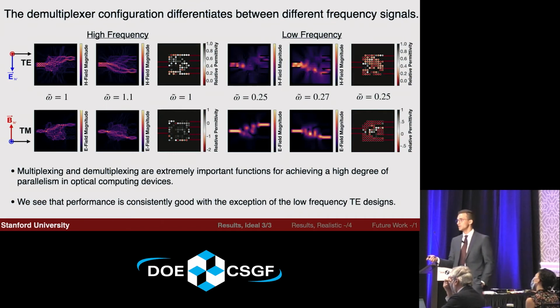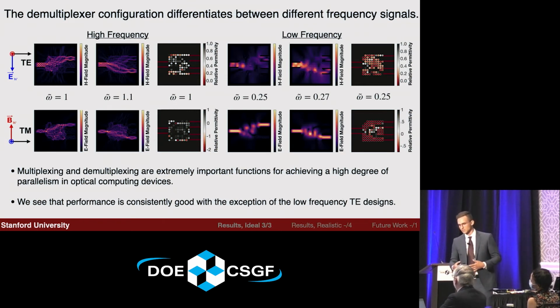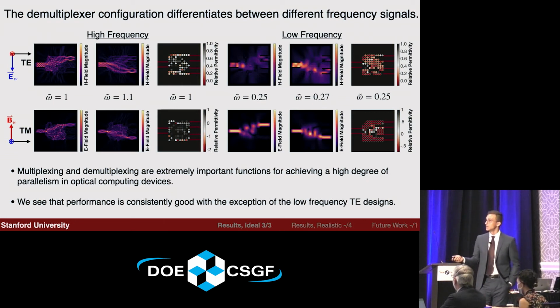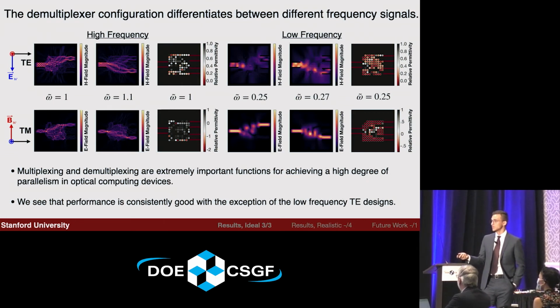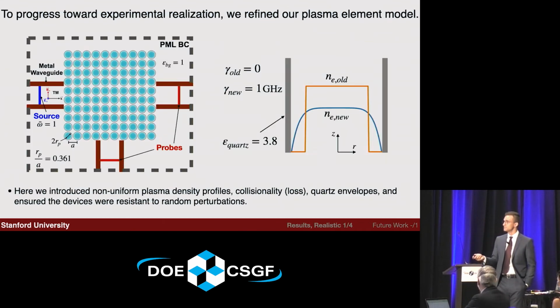Now, demultiplexing in general is an extremely important function for achieving a high degree of parallelism in optical computing devices. In a lot of these devices, you encode different information in different frequencies or colors of the light and send it through your device, and it's redirected accordingly. So performance is consistently good with the exception of the TE designs, like I said.